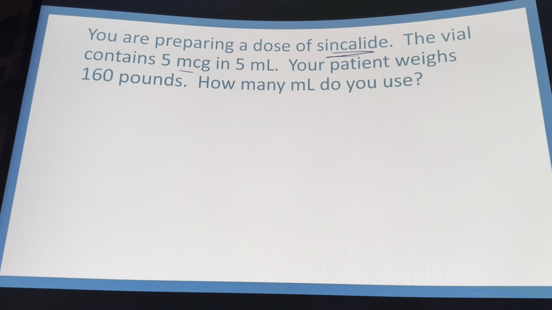All right, you're preparing a dose of Synclide. The vial contains 5 micrograms in 5 ml. Your patient weighs 160 pounds. How many mLs do you use?